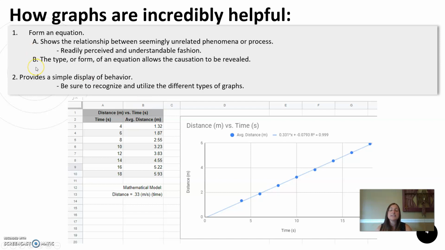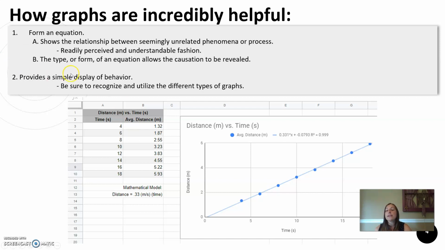Now, like I already said, the type or form of an equation will also allow for causation to be revealed. If you have a linear trend versus an exponential versus logarithmic, that is going to tell you a lot about what's going on between those different variables. And it also will provide a simple display of the behavior. So again, as soon as you see a linear relationship, you know that you have a direct relationship between your different variables. Or if you have an inverse, that's going to also tell you a lot.